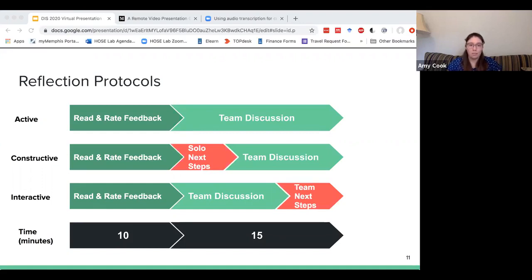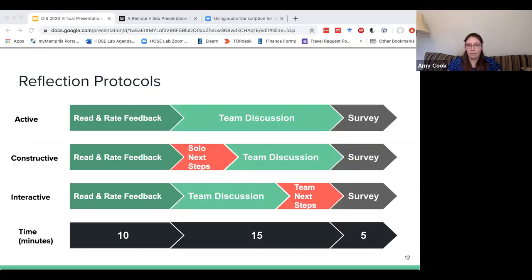But in the other 2 conditions, we used this 15-minute discussion period to vary what students did. So in the constructive condition, students needed to create new knowledge individually. So we had them write next steps by themselves before they talked with their team. In the interactive condition, we needed students to create new knowledge collaboratively, so we had them write next steps as a team after they had discussed.